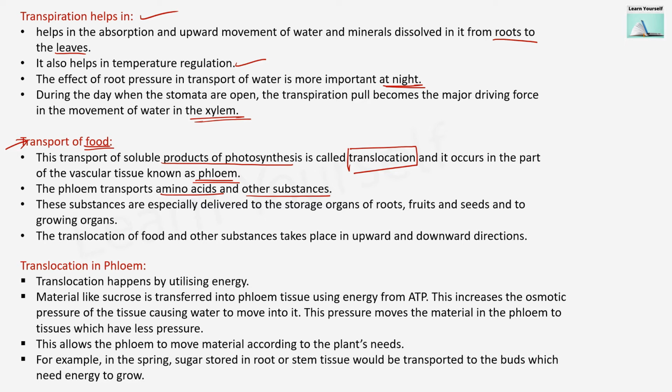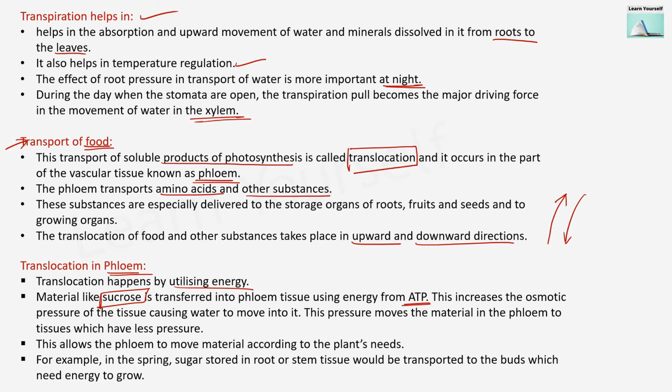The translocation of food and other substances takes place in upward and downward direction. This happens via both ways, that food particles will go up also and come down also. Now translocation in phloem. Translocation happens by utilizing energy. Material like sucrose is transferred into phloem tissue using energy of ATP, adenosine triphosphate. This increases the osmotic pressure of the tissue, causing water to move into it. This pressure moves the material in phloem to tissue which has less pressure.